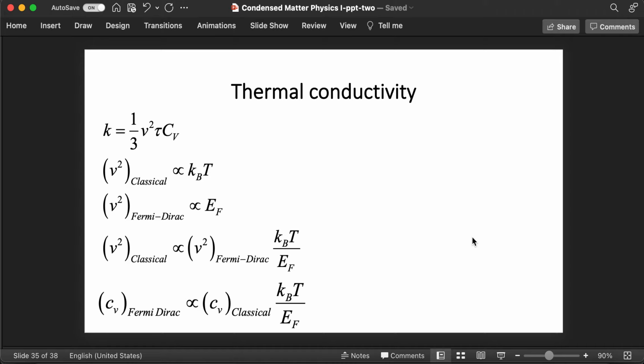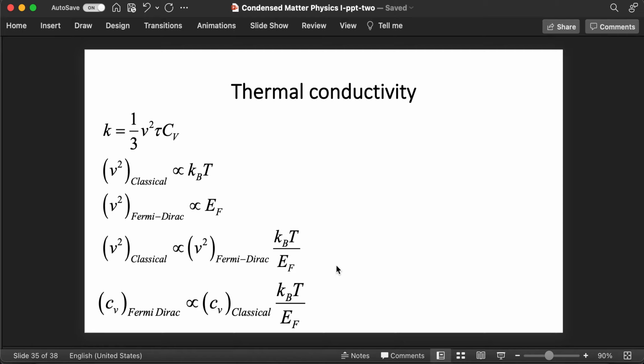Now coming to the thermal conductivity, we saw that the expression for thermal conductivity is basically 1/3 the velocity squared times the relaxation time times the specific heat. If you look at the classical expression for V squared, this is of the order of kT. That's just the equipartition theorem. But if you consider the Fermi-Dirac expression for V squared, this is of the order of EF, the Fermi level. So you can write that the classical expression for V squared is proportional to the Fermi-Dirac expression for V squared times kBT by EF. That is, the classical expression is 1 by EF times lower than the Fermi-Dirac case.